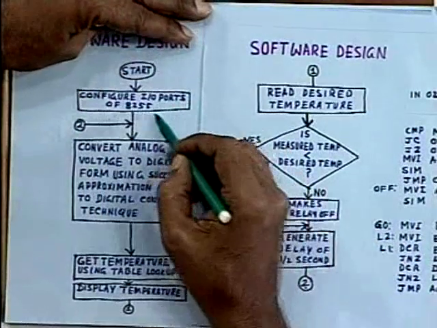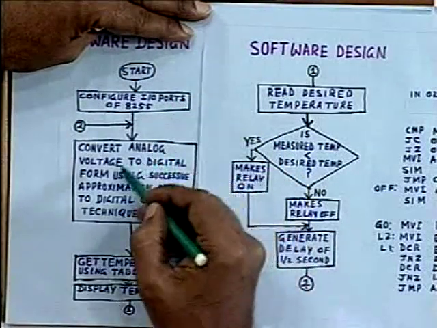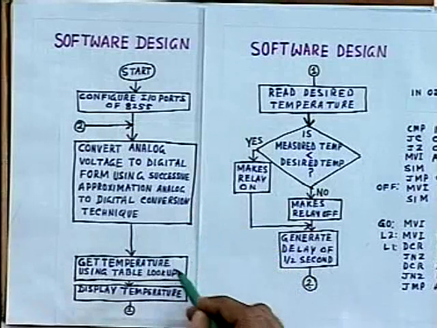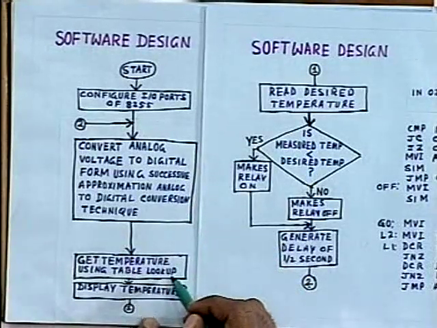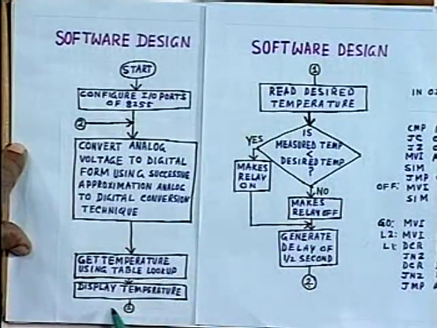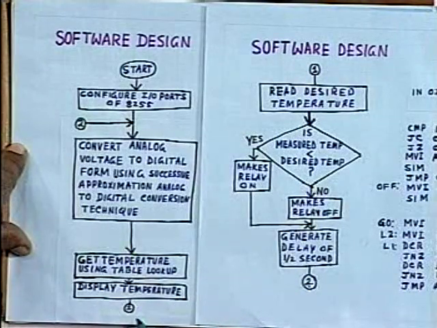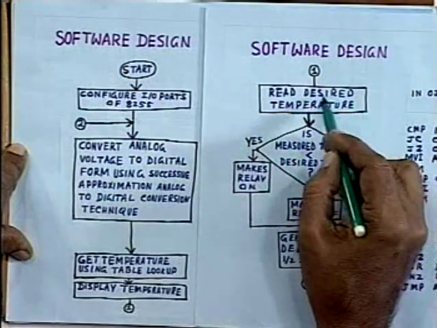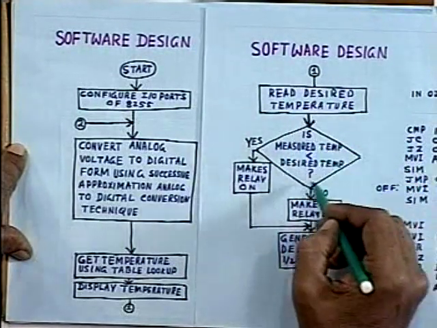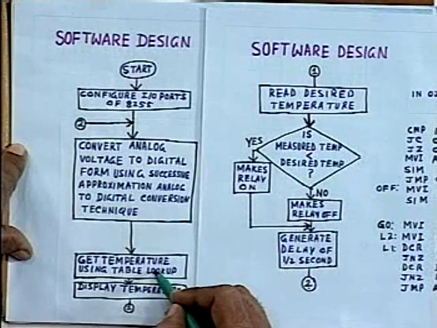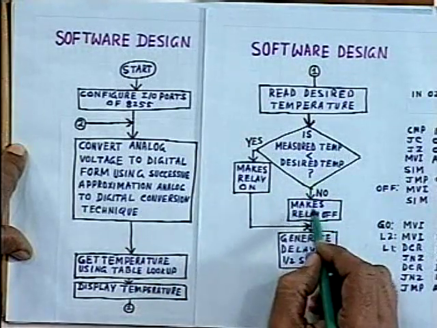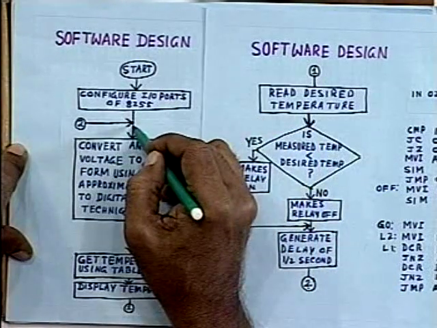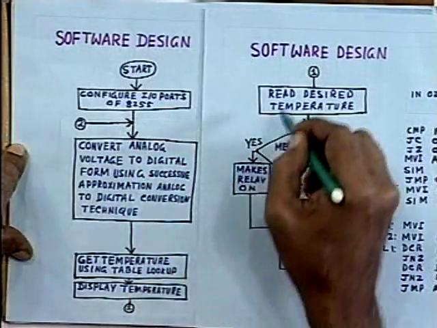So after configuration of the ports, it does the analog to digital conversion. After analog to digital conversion, temperature is obtained by table lookup. Then the temperature is displayed. After that, it goes to read the desired temperature. It compares with the measured temperature which has been obtained here. Then based on that, the relay is turned on or off. A delay is generated, and after that it goes back to this position. So in this way it keeps on looping.